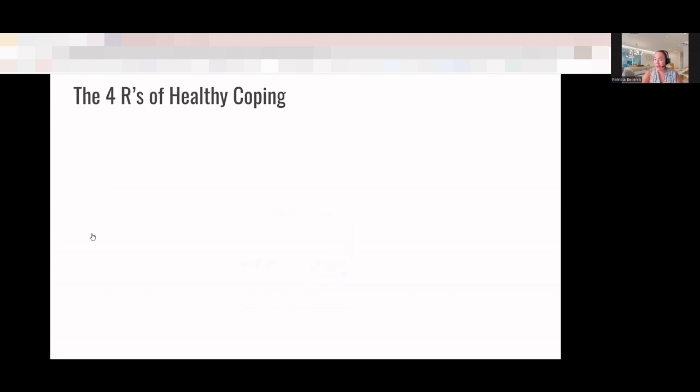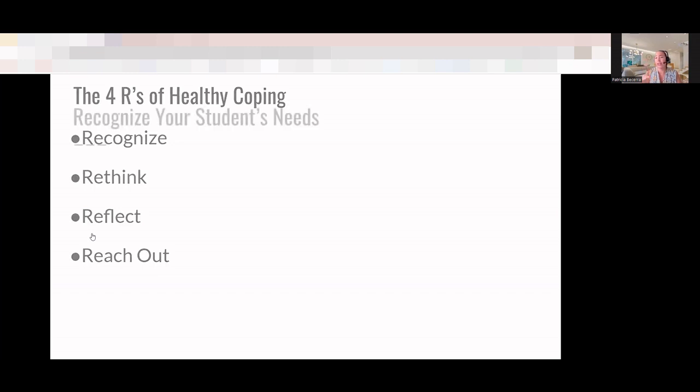And so as we will continue to work on that, I also want us to recognize what are ways that we can help them cope with stress in that situation if they are feeling overwhelmed by something. So as parents, you can help your student with recognizing their needs, rethinking how they can come to a place of acceptance with continuing to adapt as things may change in life, to reflect on how they are coping and integrate mindfulness skills, and be able to reach out for help as needed. So we're going to break apart each of those steps.